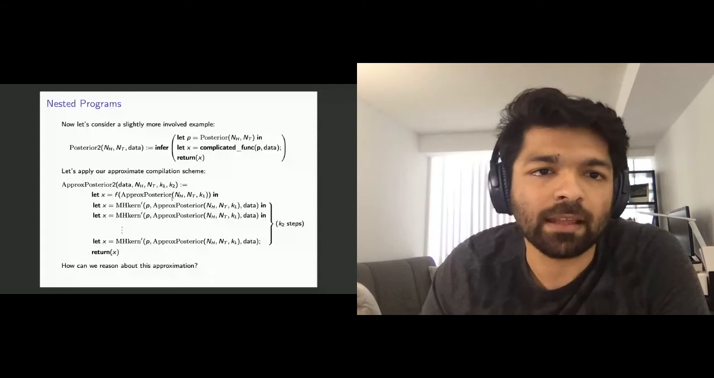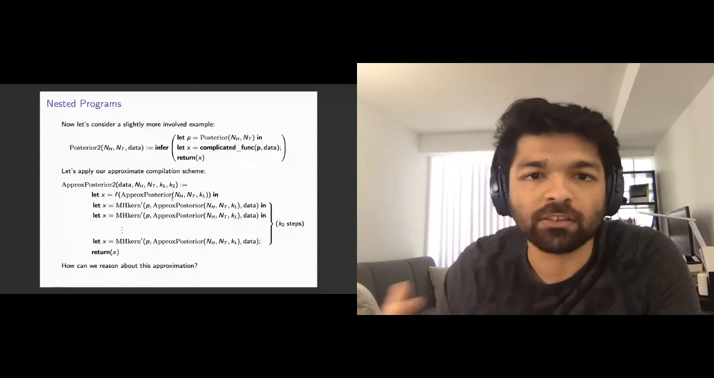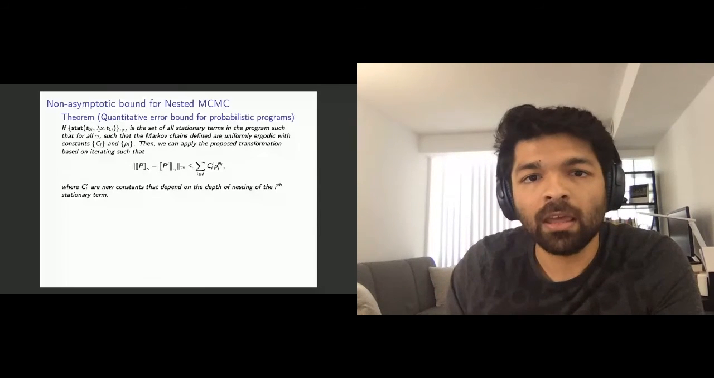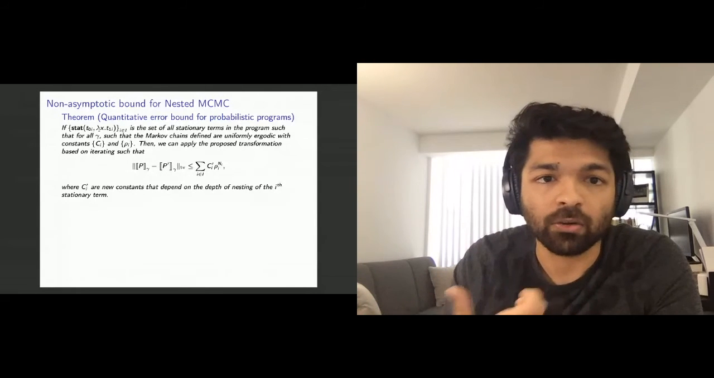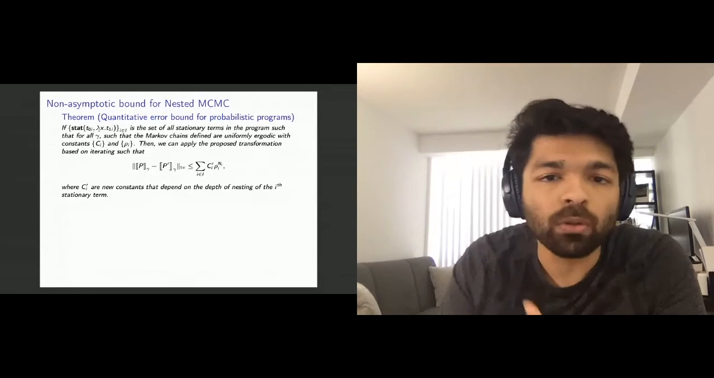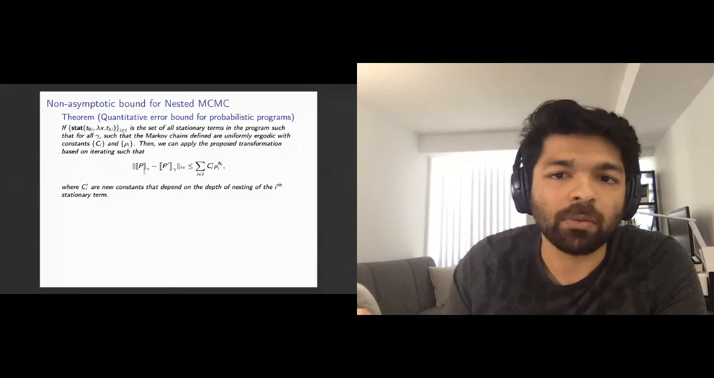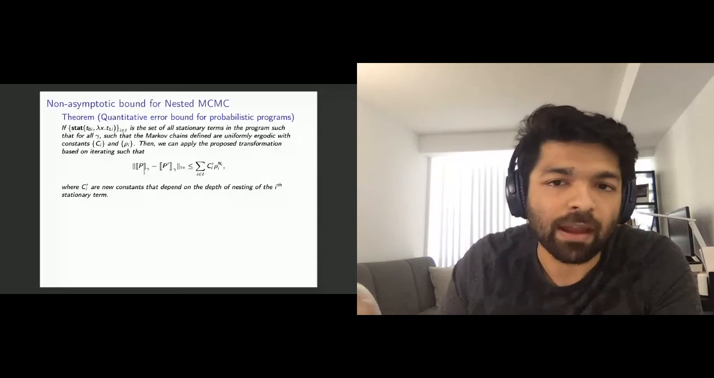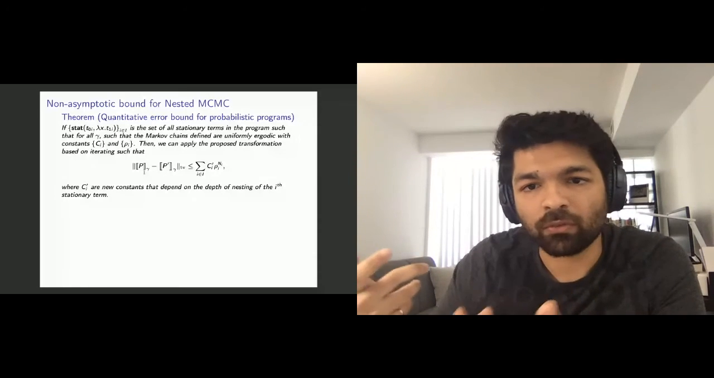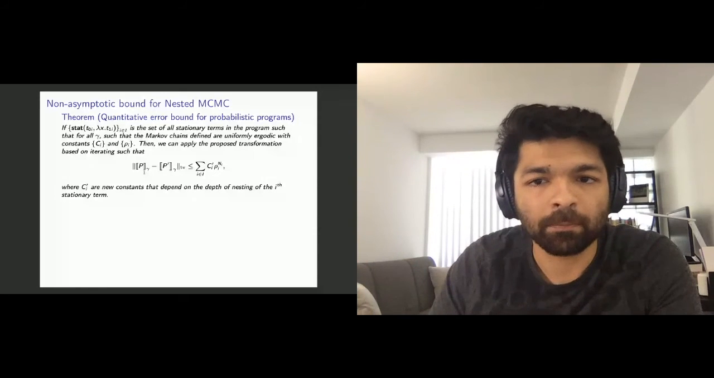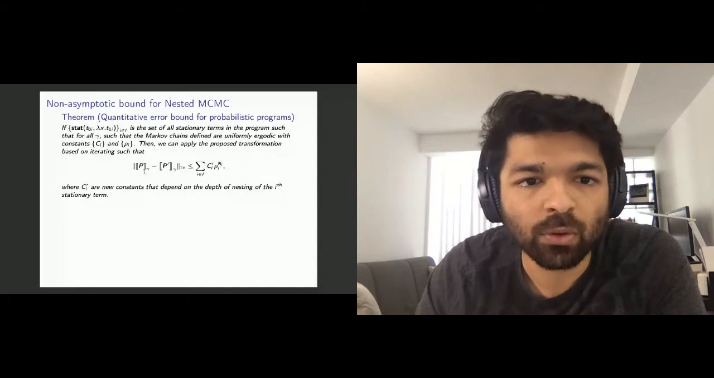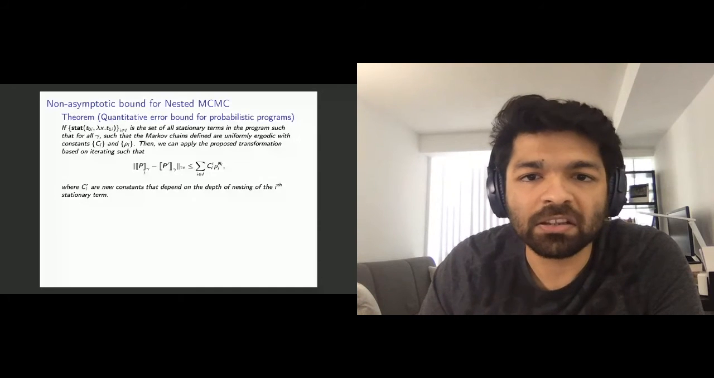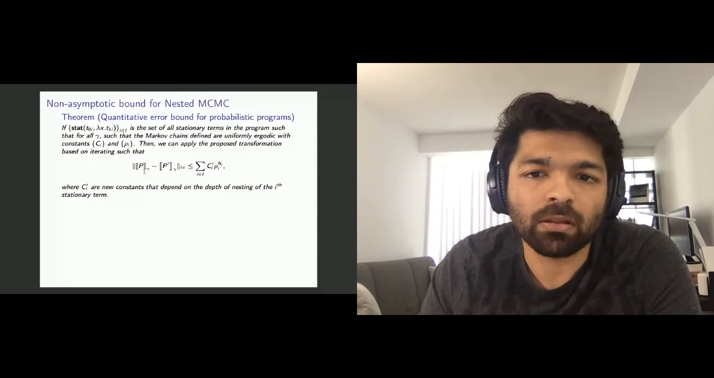This theorem says that if you have a set of stationary terms in our program, and all the Markov chains that are defined by these stationary terms are uniformly ergodic, then we can control the error of our approximation. The error is controlled in fact additively, and locally, each of those approximations is going to converge exponentially with the number of steps we take in that approximation. But there's a caveat: the constants of the uniformly ergodic chains are going to vary, and they depend on the depth of the nesting.